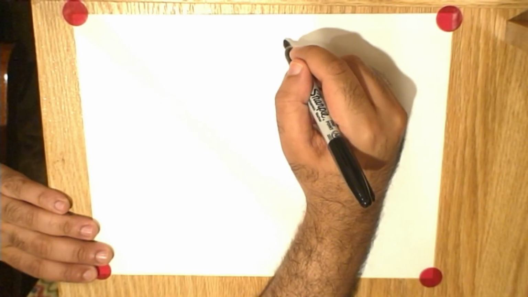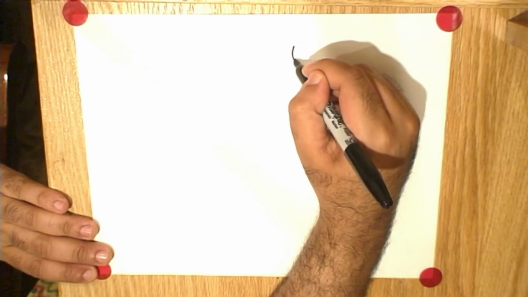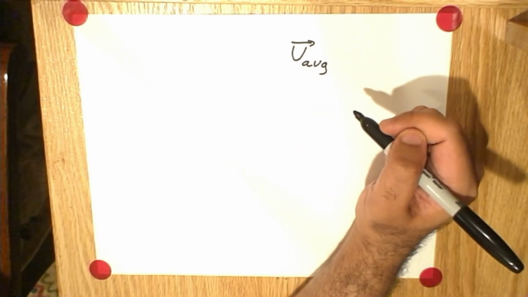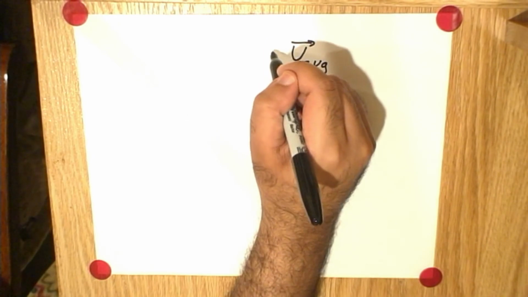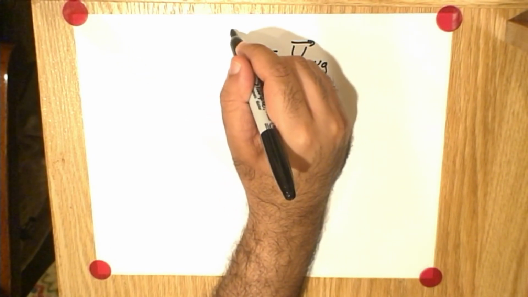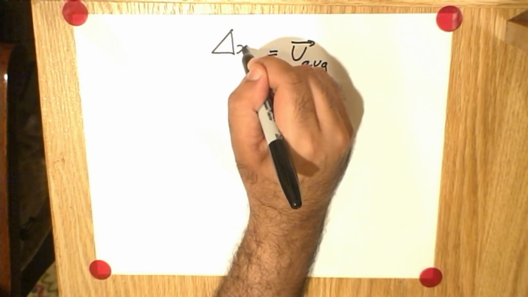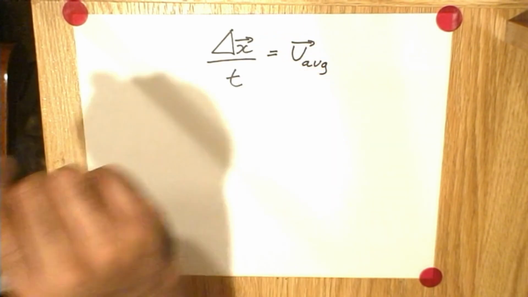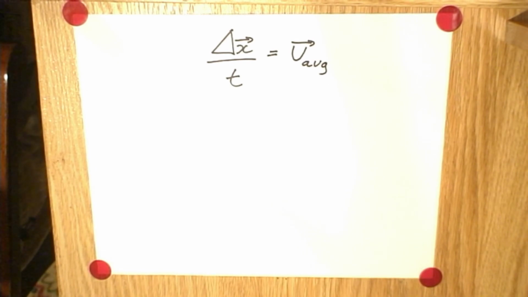The third toolbox equation is derived from one of the definitions that we saw earlier, the definition for average velocity. Remember that the definition of average velocity is displacement divided by time. But if the acceleration is constant, there's another way to figure out average velocity. It's like this.